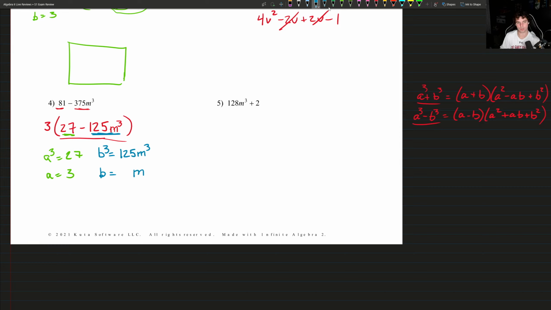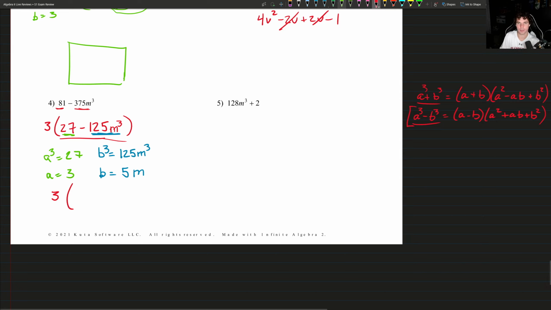So what times itself 3 times is 125? You could try 4, you could try 6, you could try 2, whatever. 5 times 5 is 25, times another 5 is 125. So b in this case is 5m, right? And then all we're doing is we're plugging into that formula, right? So a is 3, b is 5m, and we're using this difference.